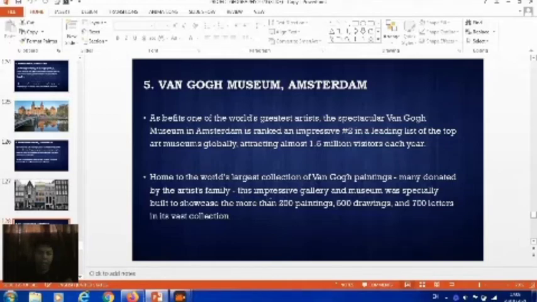This impressive gallery and museum was especially built to showcase more than 200 paintings, 500 drawings and 700 letters in the vast collection.